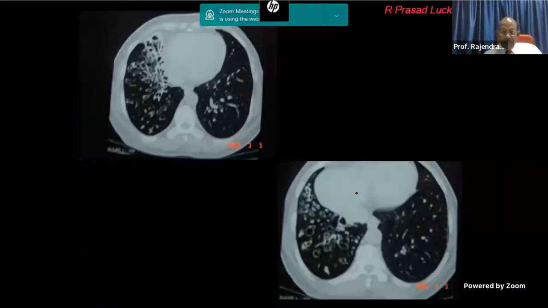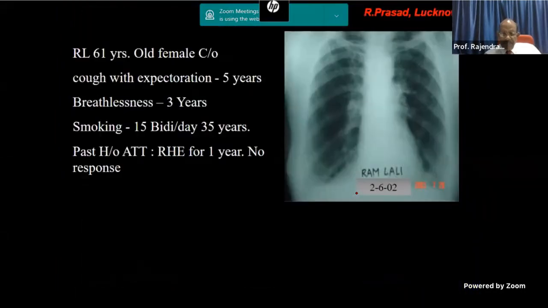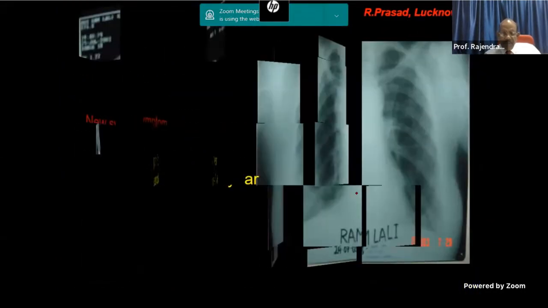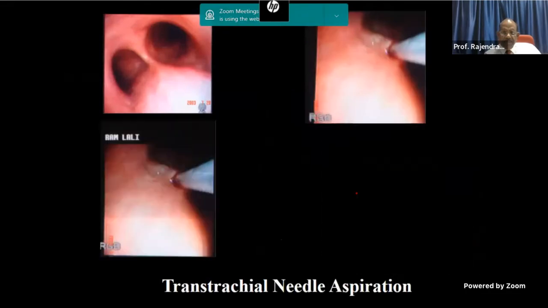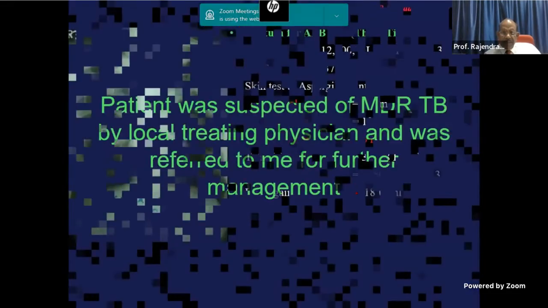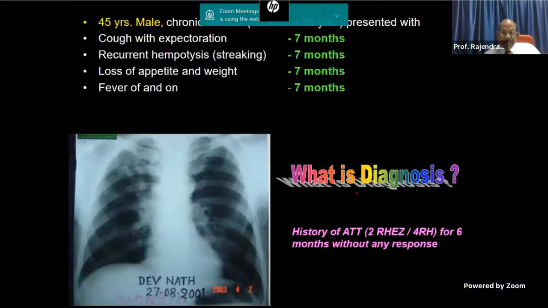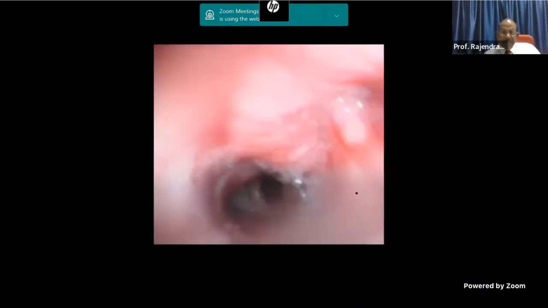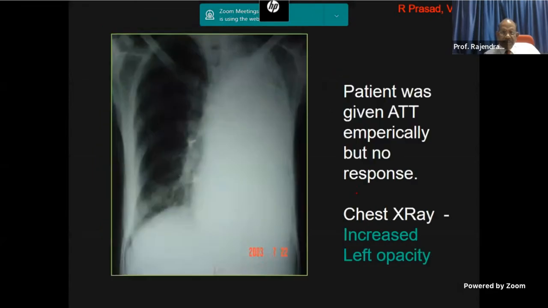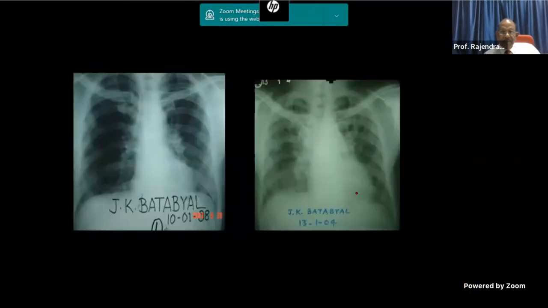So I would like to end at this stage because it is already about 4 o'clock. So I'll skip some of the slides. Maybe whenever we see the next presentation, as I come to the end of my presentation, I'll have another series of these very interesting chest X-rays.